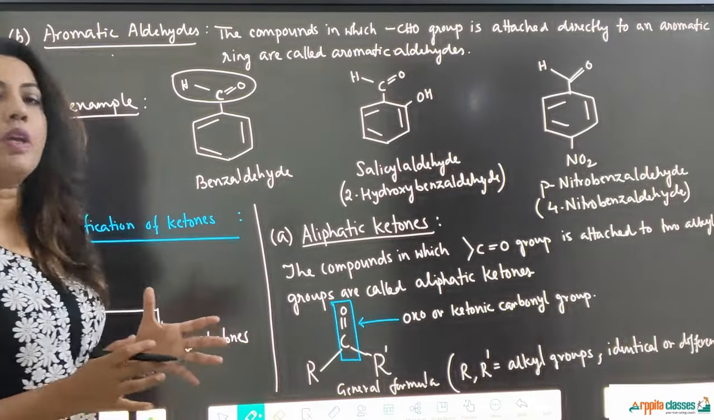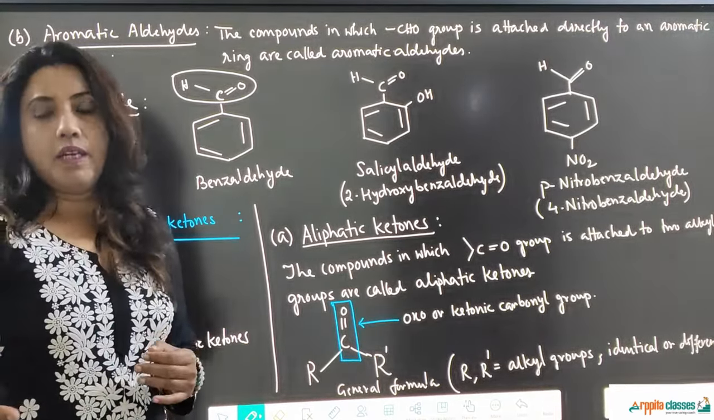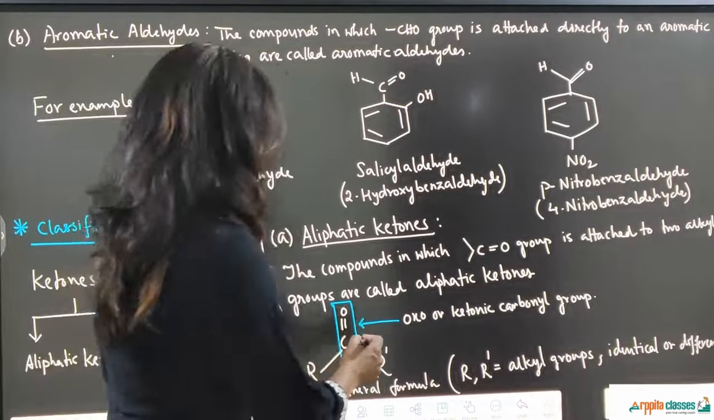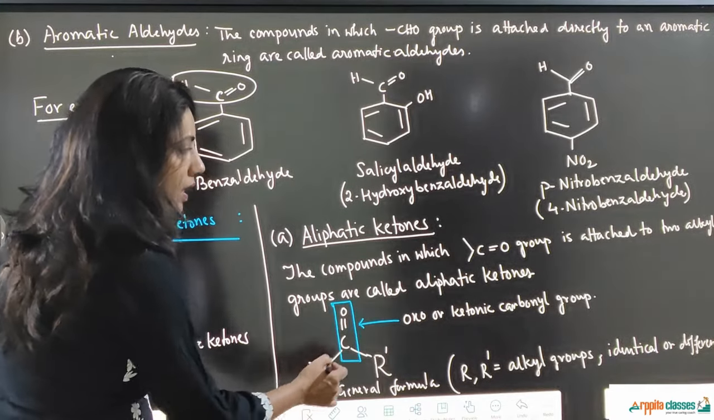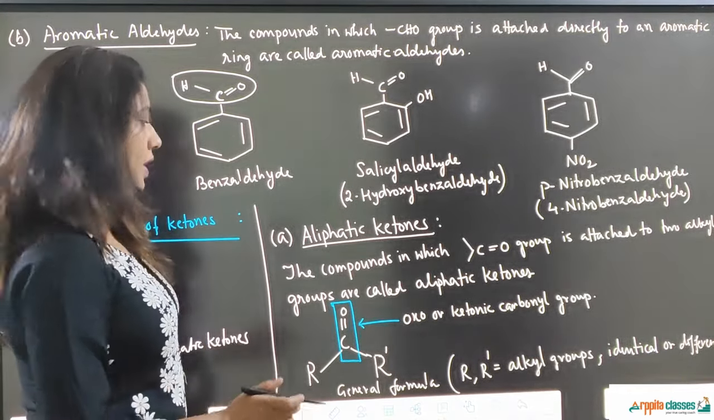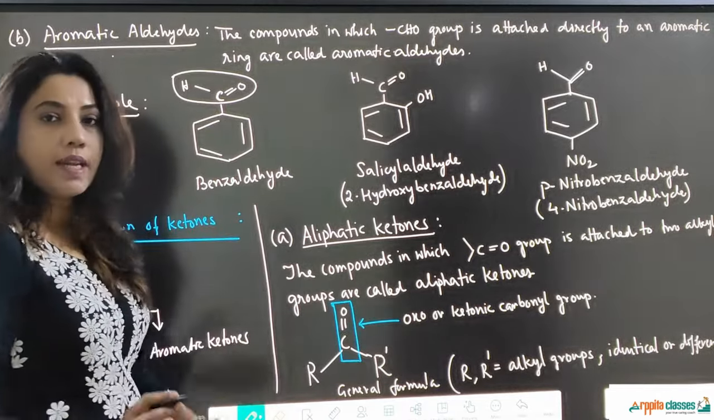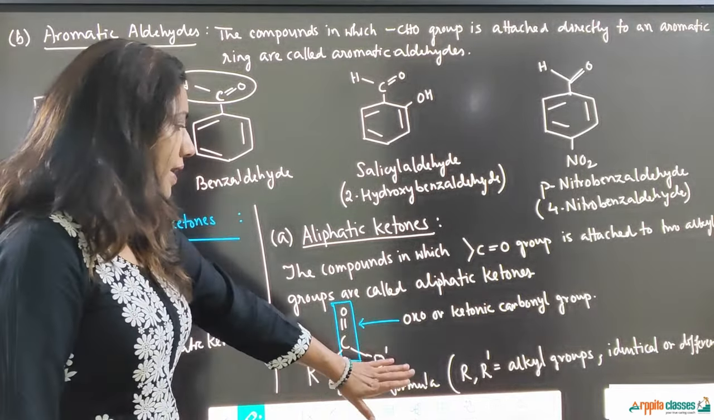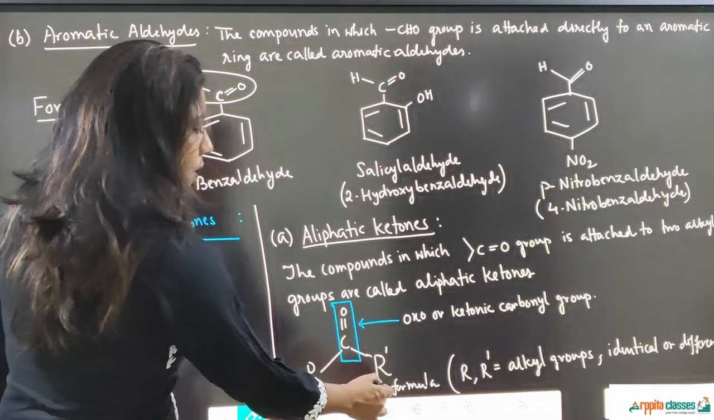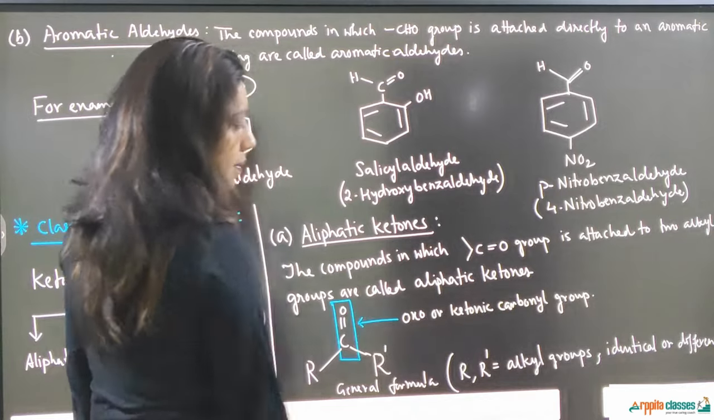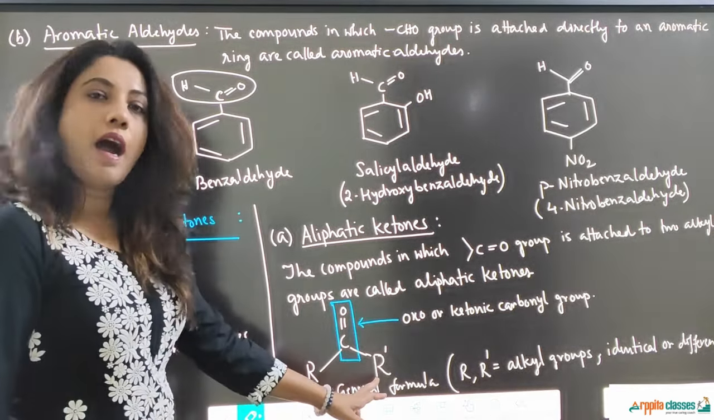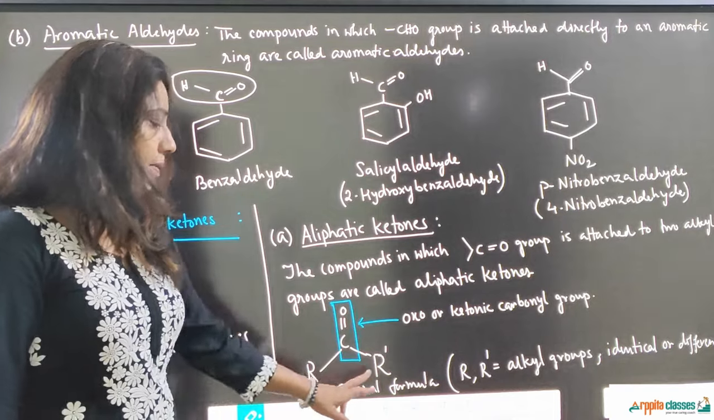Now we know that the ketonic functional group cannot be terminal, it is in between. So when the ketonic functional group is attached to two aliphatic carbon atoms, or two sp3 carbon atoms, or two alkyl groups, then it is called an aliphatic ketone. This is a general formula. I already mentioned that this CO is called the oxo or ketonic carbonyl group. Now this R and R can be the same or they can be different.